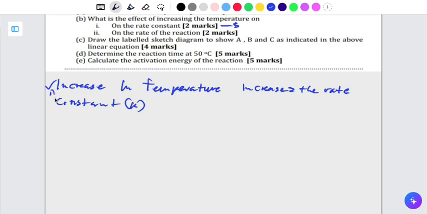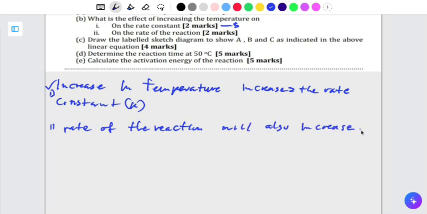So now Roman numeral number 2 is saying, on the rate of the reaction. So when the value of k is increased, you are going to find that even the rate of the reaction is going to increase. So the rate of the reaction will also increase. Okay, so that is one thing that you need to know here.